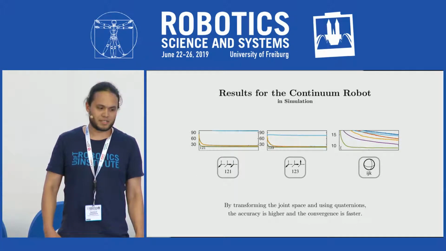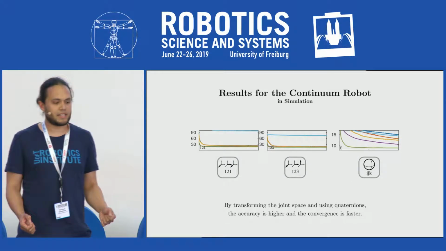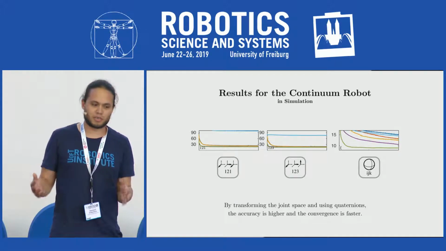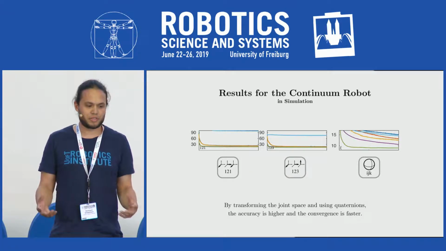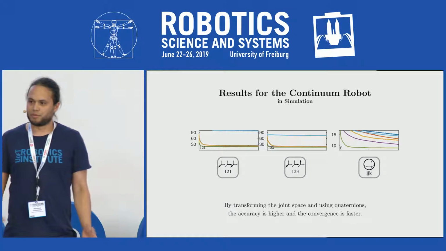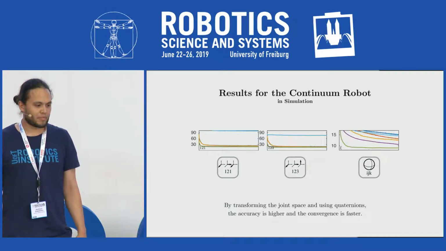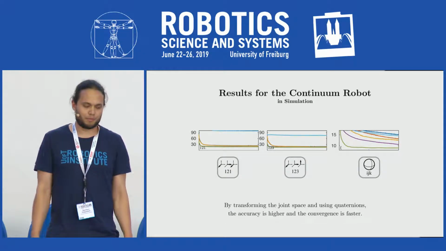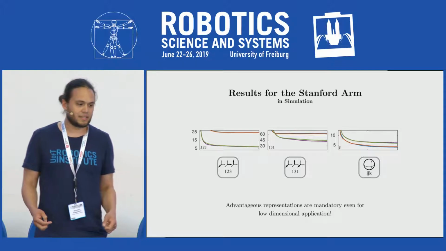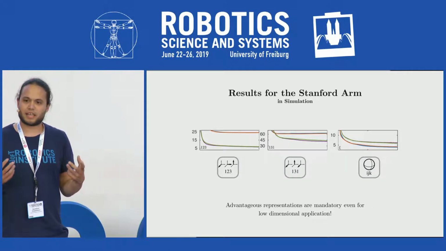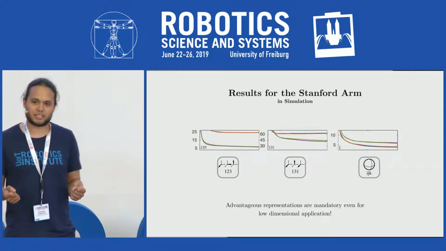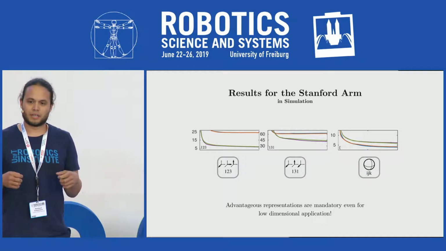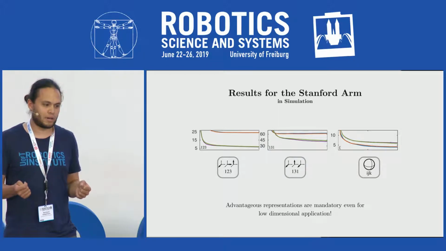Here you can see by transforming the joint space, you can achieve higher accuracy, and also the convergence is much faster. And if you apply quaternions, you can further reduce the error. This is not only true for our kind of robot, which is, broadly speaking, really complex. This is also true for, let's say, low-dimensional applications. In this case, we also apply this to forward kinematics for the Stanford arm.